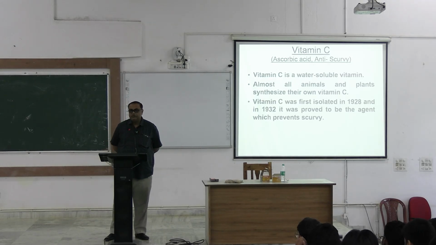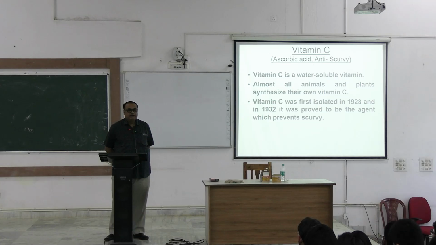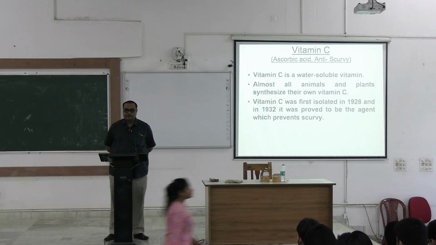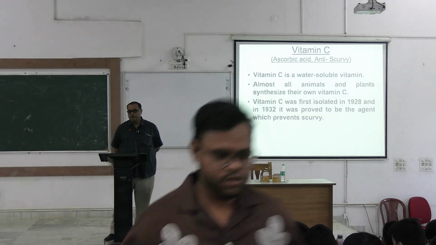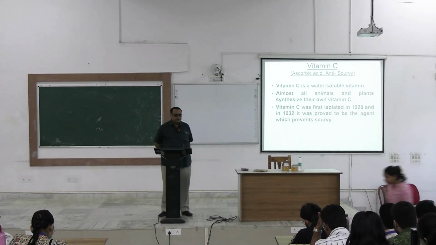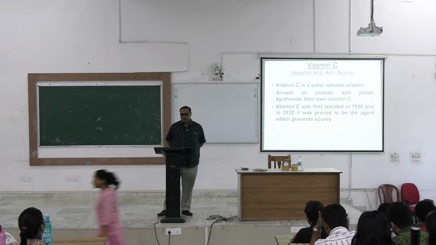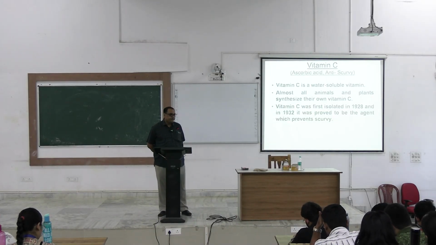Vitamin C, chemical name of vitamin C is ascorbic acid. It is found in two active forms. One is ascorbate, another is dehydroascorbate. Ascorbate is the reduced one and dehydroascorbate is the oxidized state of vitamin C.